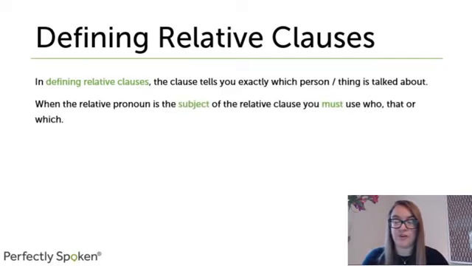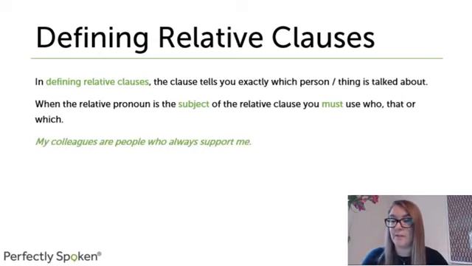When the relative pronoun is the subject of the clause, you must use who, that, or which. Here's an example. My colleagues are people who always support me. So here we're talking about colleagues. So the pronoun who refers to the subject and therefore it must be used.